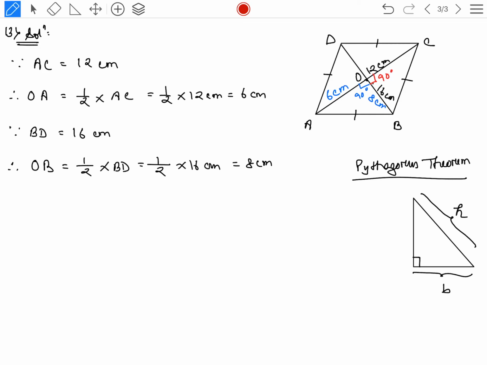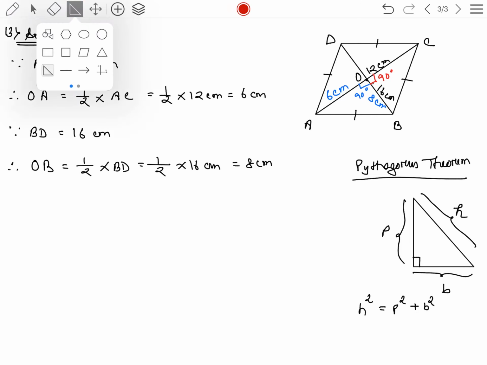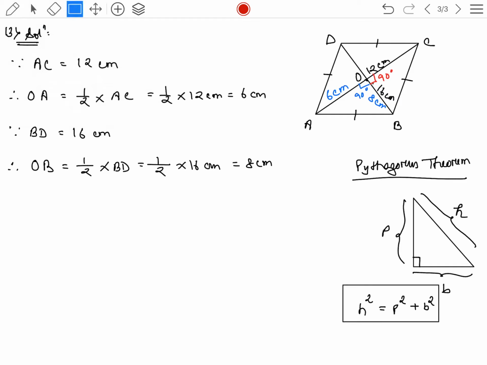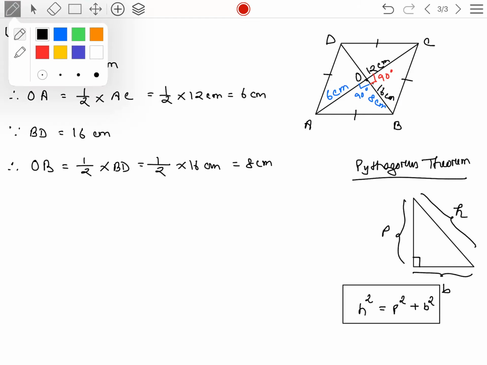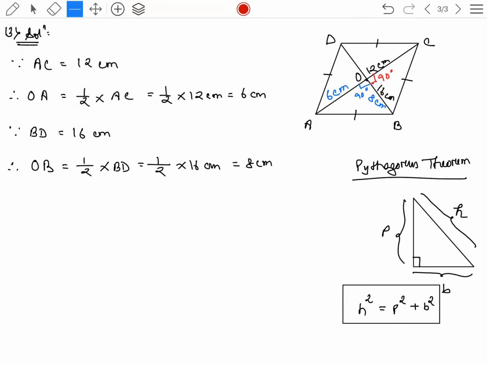This is the base represented by B, and this is the height represented by P, the perpendicular. Now according to Pythagoras theorem, hypotenuse square is equal to perpendicular square plus B square. This formula you need to remember. This is the formula for Pythagoras theorem, and we will be solving by using this formula only.